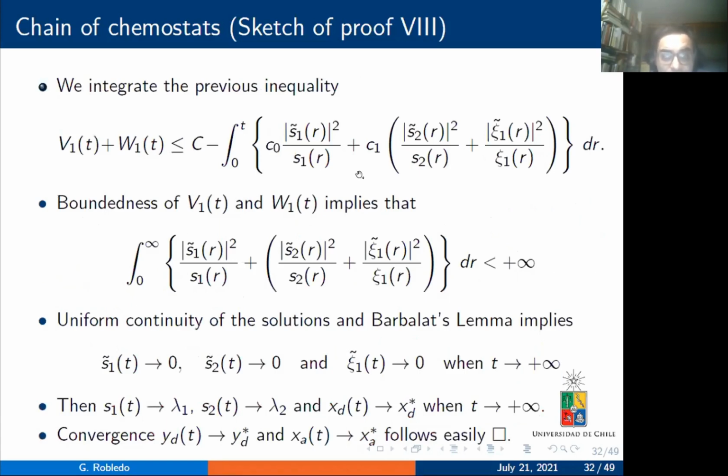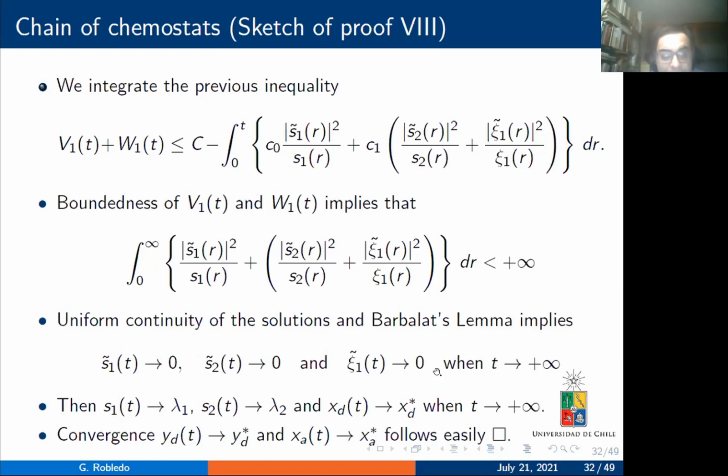And now we have to recall some fact. The solutions of the chemostat equations are bounded. So these two functions are bounded, and this will imply that this integral is convergent. Moreover, we can prove that the solutions are uniformly continuous, and we can apply the Barbalat lemma, which will imply that this function and this function converge to zero when t tends to infinity.